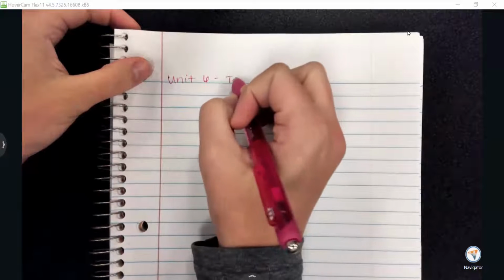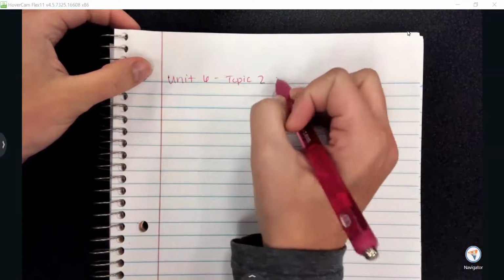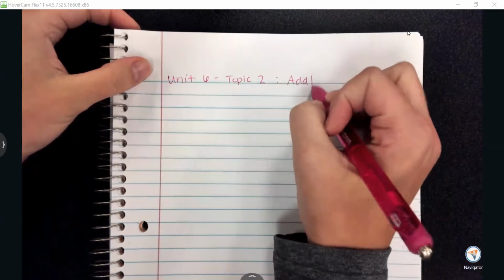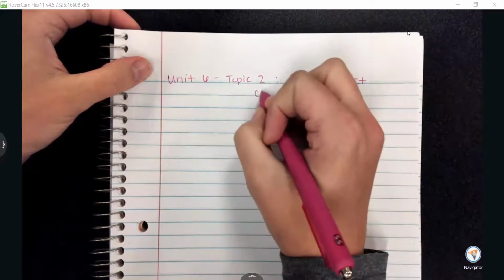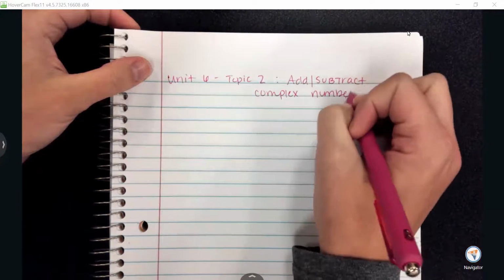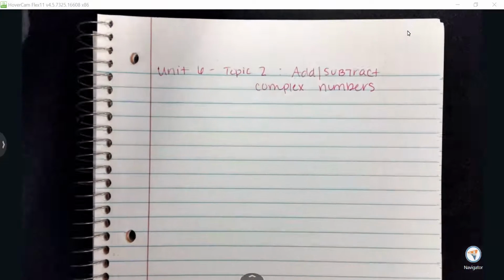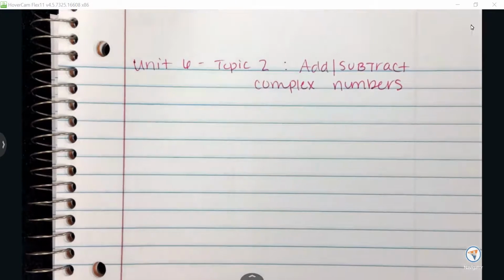My paper. This is Unit 6, Topic 2. We are going to add, subtract complex numbers. It's a long word. Add and subtract complex numbers.